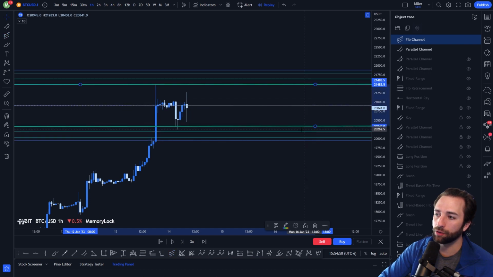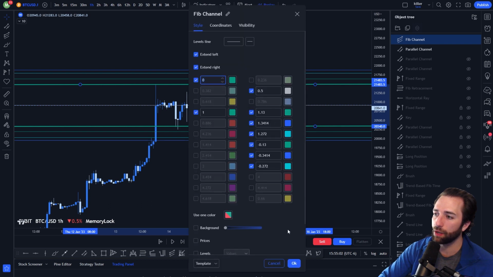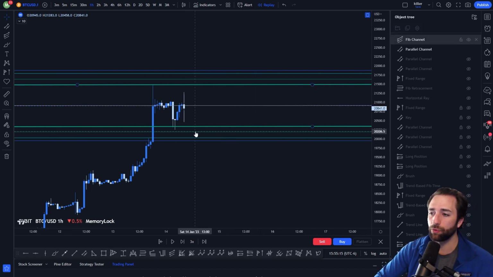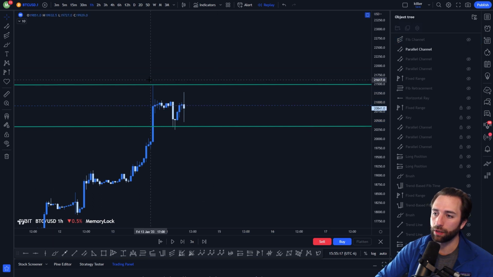So I'll show you my settings here. You can pause the video and copy these down. What you could do is put your stop loss above these highs here and target the mid range. And let's briefly walk through this. What have we done? We've identified our channel. This is the high and this is the low.